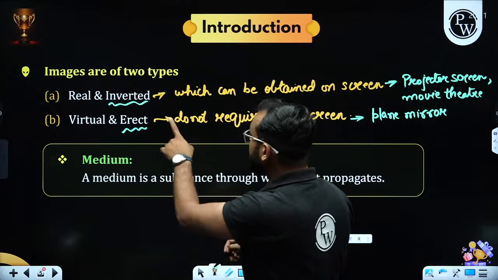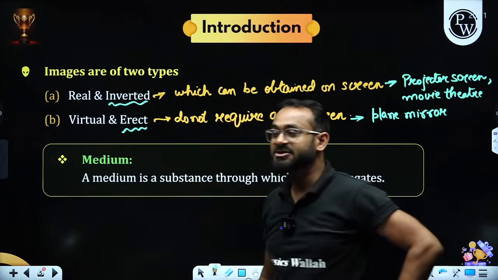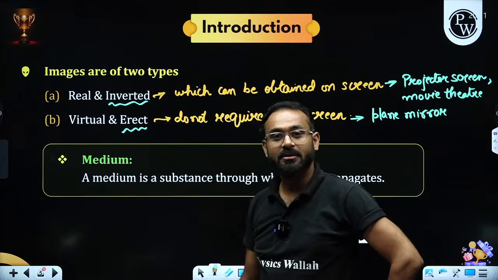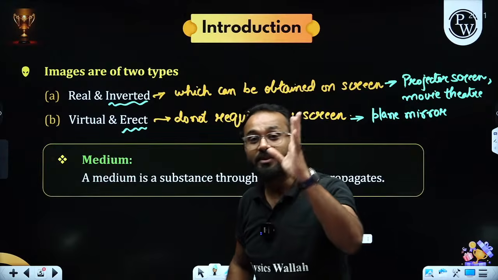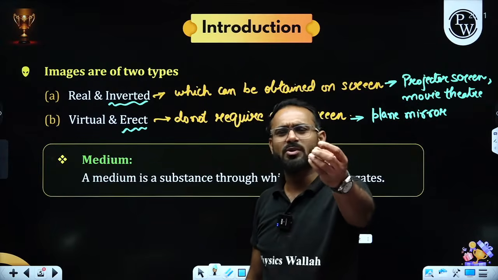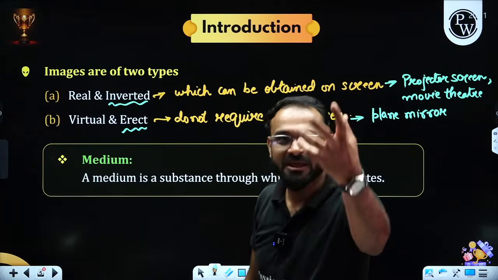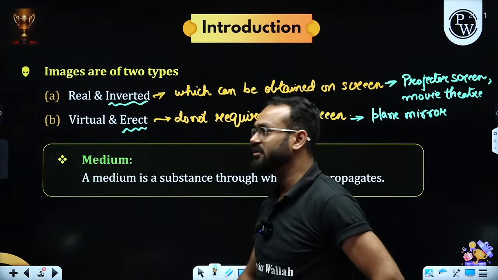Inverted. So in that case, whenever there is a real image, it will be inverted. Wherever it is a virtual image, it will be erect. That is the property, and these are the two kinds of images that we need to take care of. We need to learn about both of these.